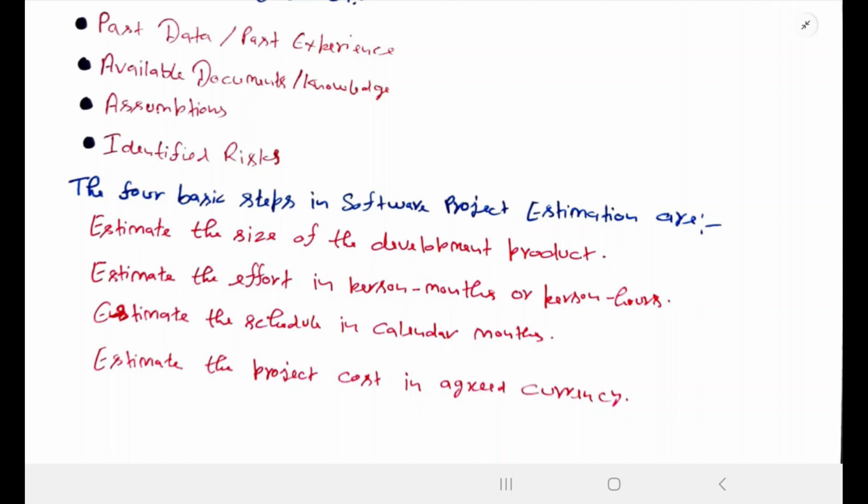Estimate the project cost in agreed currency. Okay, this is agreed.